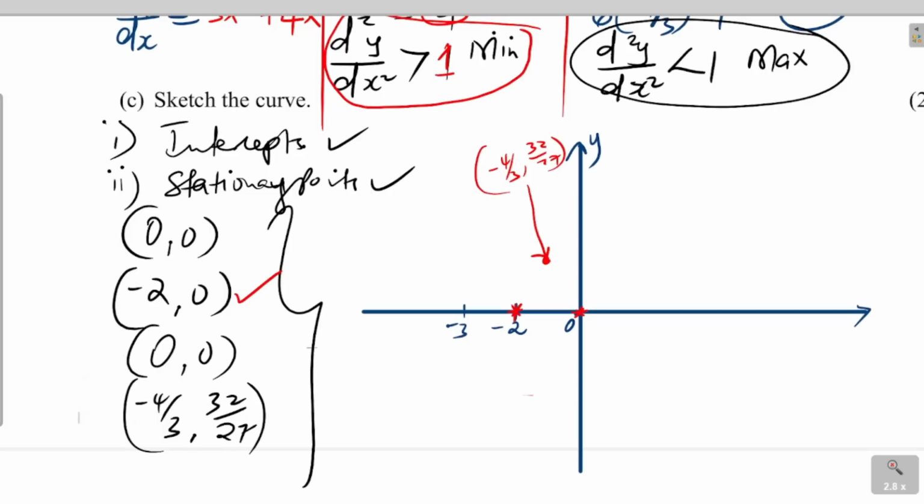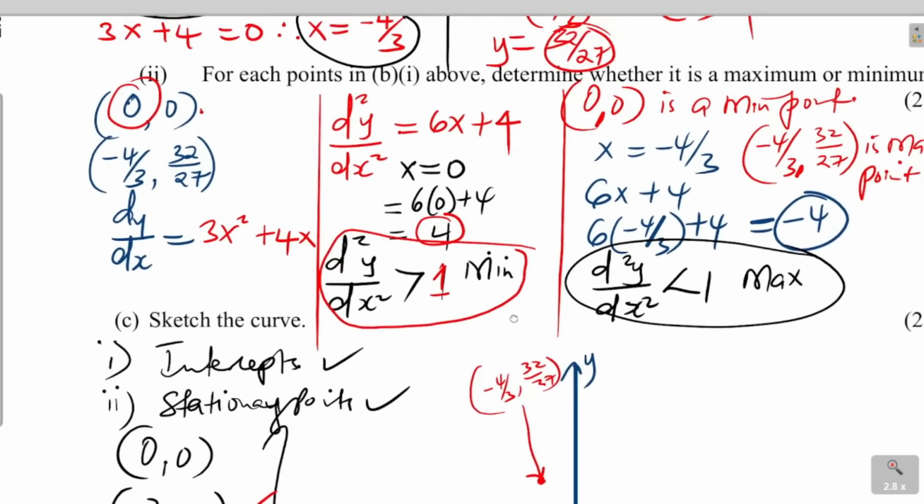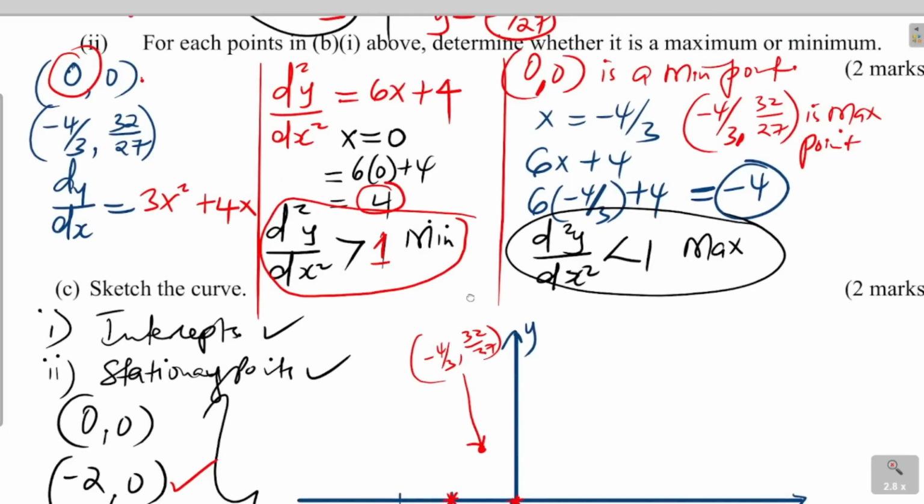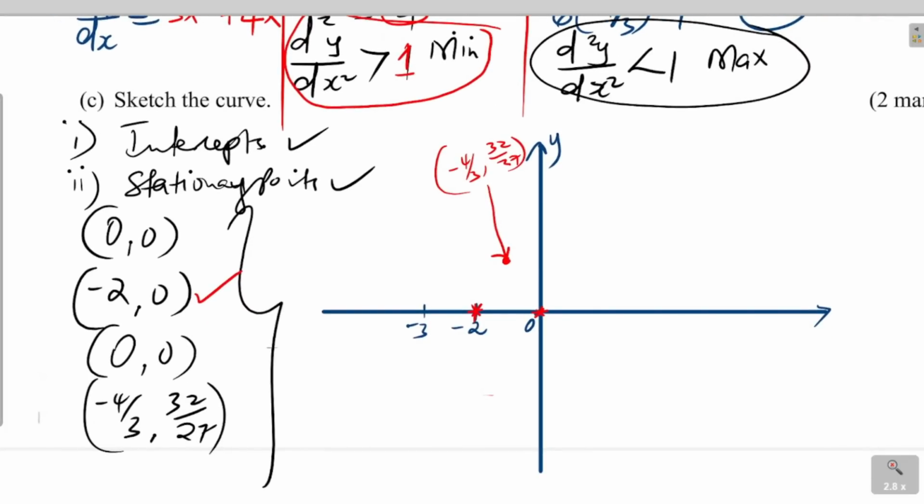Then it is always good to know their nature. The nature will also help you to sketch, to know whether it will be a U or an N. So (0, 0) is a minimum, and if it is a minimum, you should have an idea that it should look like a U. And then this one is a maximum point, so it looks something like this, and that curve will look like this. And where we have (0, 0), because it is a minimum, that will be a U like that. So that is how you sketch the curve, by using the intercepts and the stationary points.